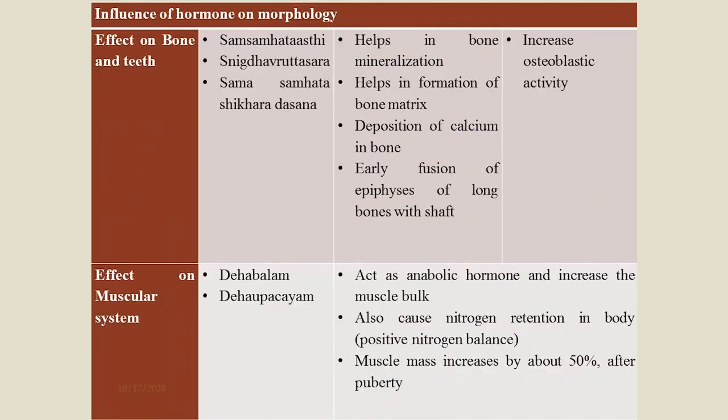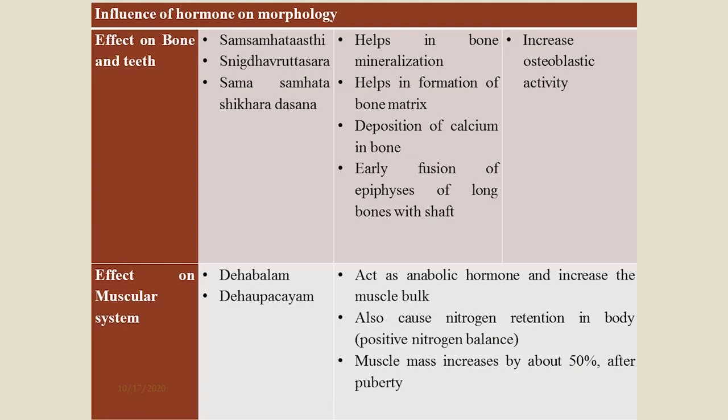The influence of hormone on morphology: effect on bone and teeth. So Acharya has explained that due to the Shukra Sara, the Purusha will have Samhada Asti, and teeth also will be fine. Samsu Samhada Asti, Snigdha Vritta Sara, Sasama Samhada Shikara Dashana. All are the characteristic features of a Shukra Sara Purusha lakshana. Even the sex hormones have a role in bone mineralization, in the formation of bone matrix. They are also helpful for calcium deposition in the bone, and are responsible for the early fusion of epiphyses of long bones with the shaft. Even the estrogen is responsible for osteoblastic activities.